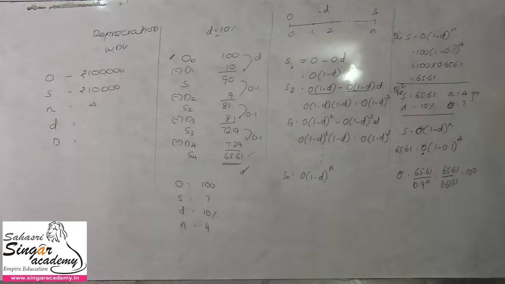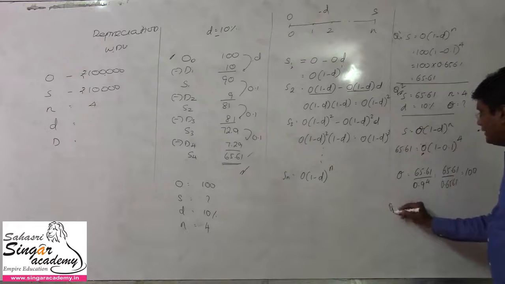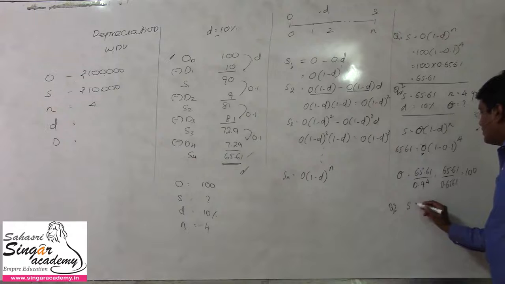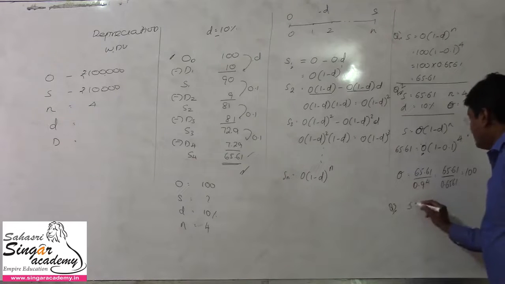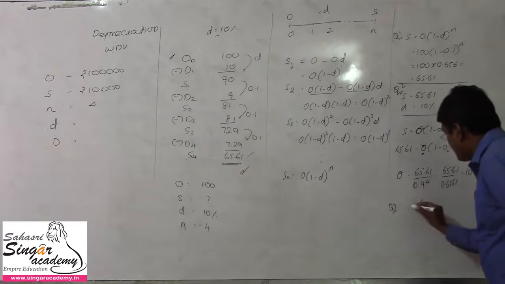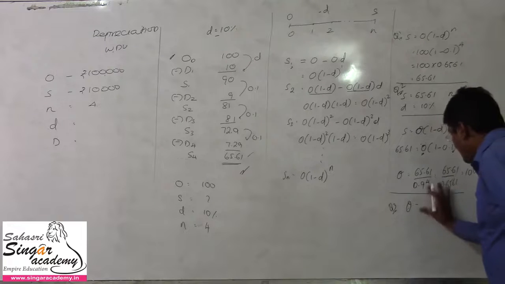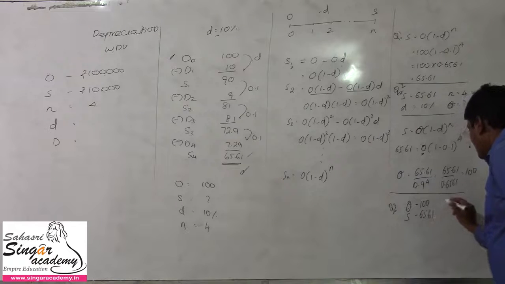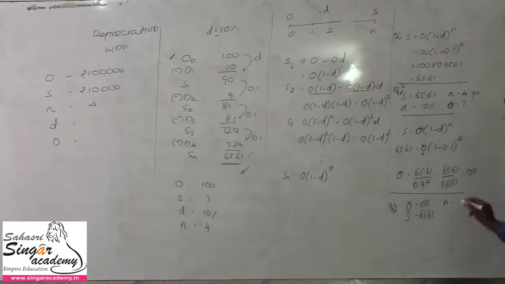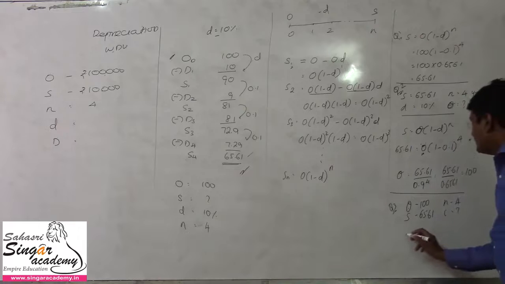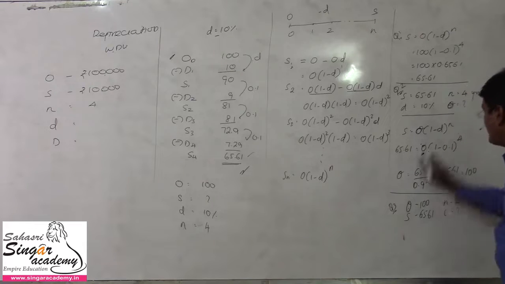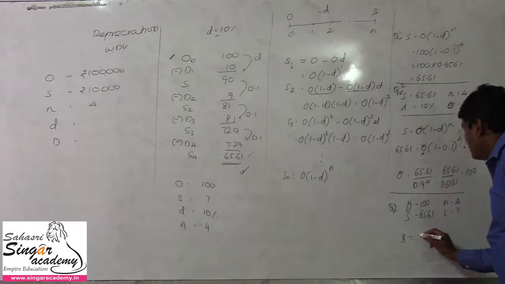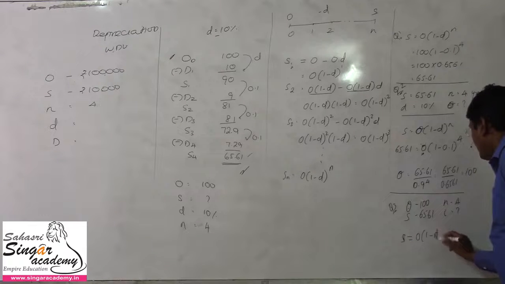Let's swap this illustration again. Question number 3: I start with the original value being 100. Scrap is equal to 65.61. Number of years is 4. What is the rate of depreciation? Again you can substitute in the same formula. S is equal to the same formula, S is equal to O into 1 minus D to the power n.